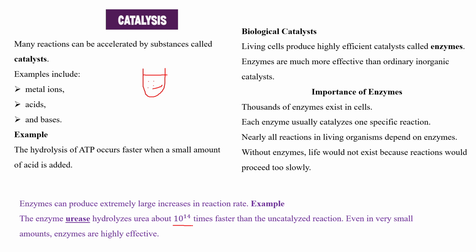So the reaction will be 10 raised to the power 14 times faster when there's a catalyst than when there is no catalyst. So in a very small amount, the enzymes are very effective. If you add a small amount of enzyme, the reaction will still occur, and it's going to make the reaction 10 raised to the power 14 times faster.